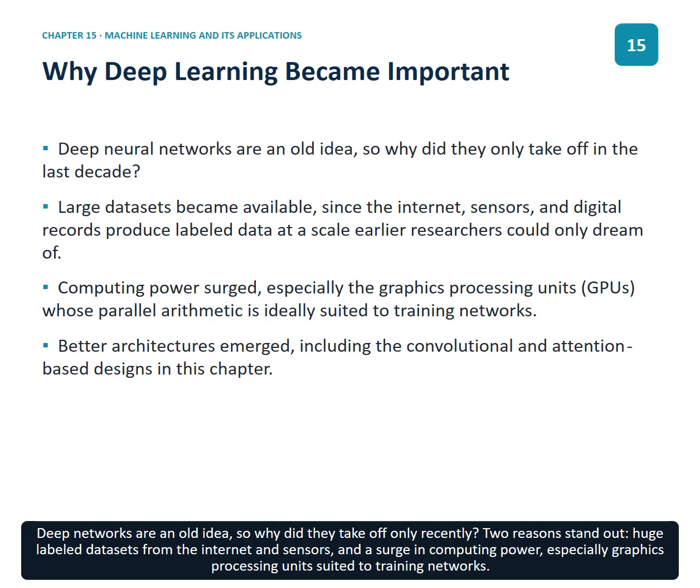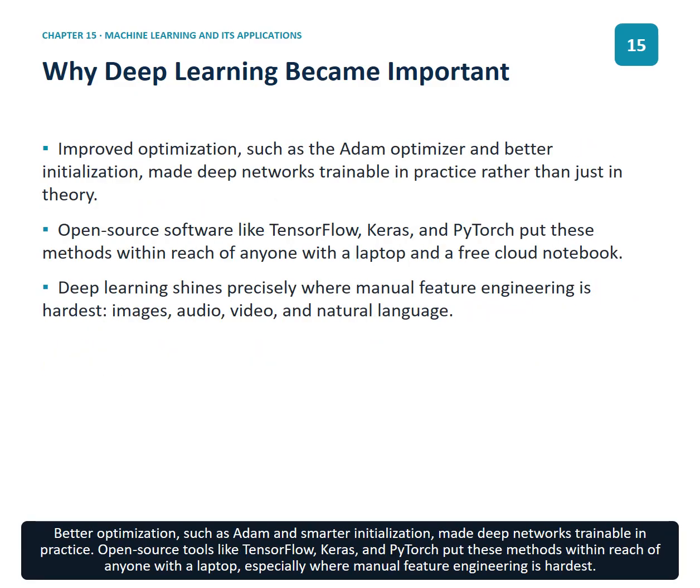Deep networks are an old idea, so why did they take off only recently? Two reasons stand out: huge labeled datasets from the internet and sensors, and a surge in computing power, especially graphics processing units suited to training networks. Better optimization, such as Adam and smarter initialization, made deep networks trainable in practice. Open source tools like TensorFlow, Keras, and PyTorch put these methods within reach of anyone with a laptop, especially where manual feature engineering is hardest.